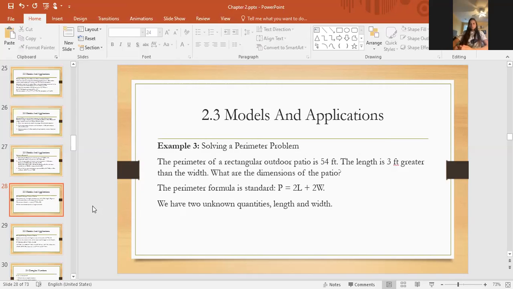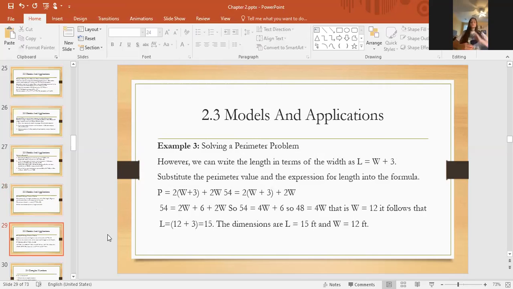We have two unknown quantities here, the length and the width. So we are going to use the information we had from the problem. The length is width plus 3, and we replace it in the formula for the perimeter to solve for the width, which we will end up getting that the width is 12 and the length will be 15. I am saying this so that we move to the next slide because you can read through to understand.